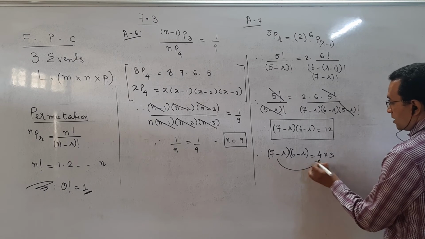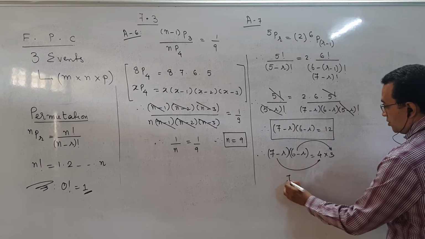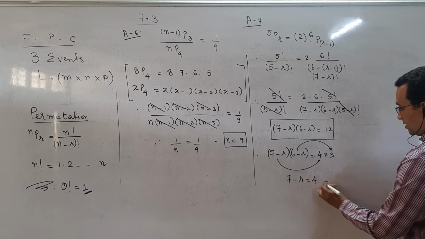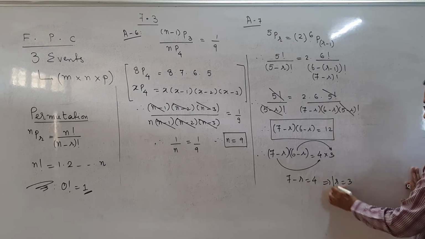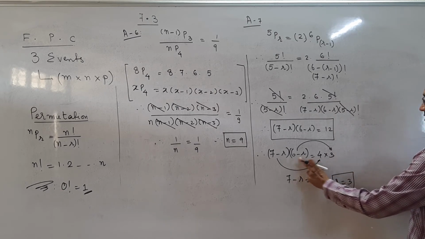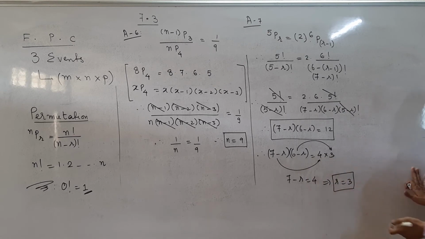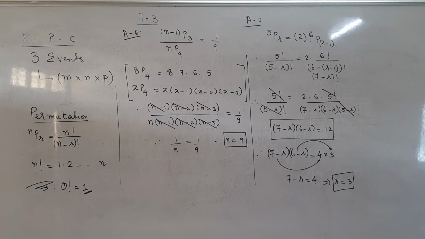Compare bigger and bigger terms, smaller and smaller terms. Your answer will remain the same. So R is equal to 3. Even if I write 6 minus R is equal to 3, then also I will get R is equal to 3. This approach of comparison can be done provided both the sides are consecutive factors.